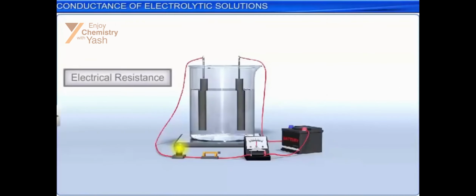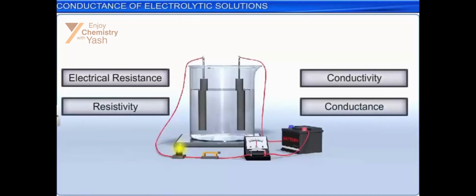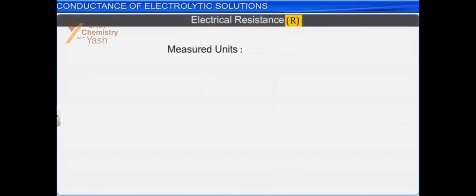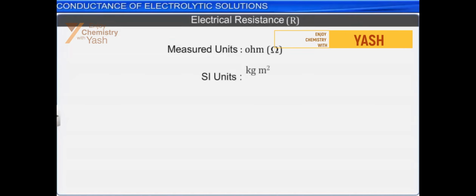Some key terms that you must first understand before proceeding to study the conductance of electricity. The first key term is electrical resistance, which has been given the symbol R. It is the opposition to the passage of an electric current. Resistance is measured in ohms. The SI base units for ohm are kilograms meters squared per second cubed into amperes squared.